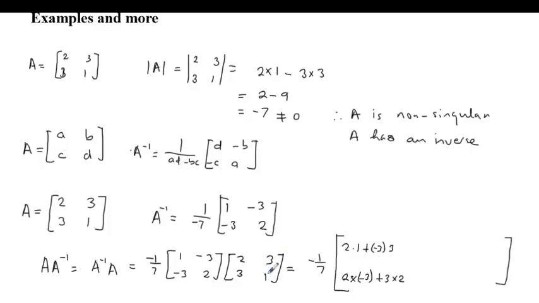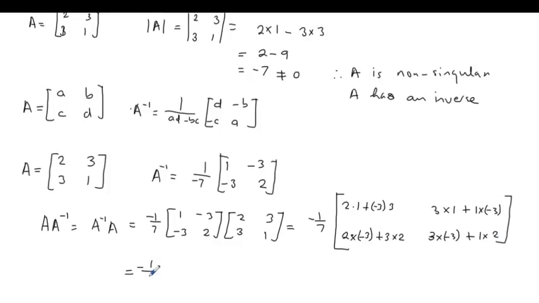And then next, it's going to be 3 times 1 plus 1 times minus 3. Then when we come to this row, we've got minus 3 times minus 3 plus 1 times 2. We can still keep our minus 1 over 7 there. Then we simplify. What do we get here? We get minus 9 plus 2, that's minus 7. And here you get a minus 6 and a 6, that's 0. And here you get a minus 3 and a 3, added, that's 0. And here you get minus 9 plus 2.